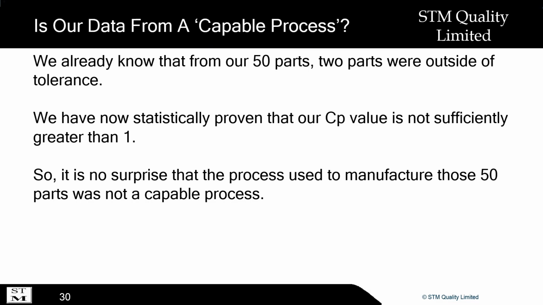We already know that from our 50 parts, 2 parts were outside of tolerance. We have now statistically proven that our CP value is not sufficiently greater than 1. So it is no surprise that the process used to manufacture those 50 parts was not a capable process.